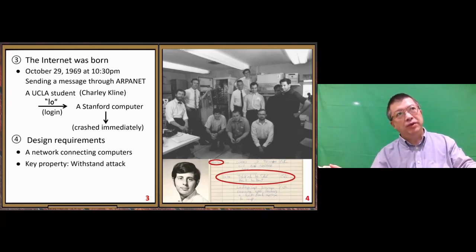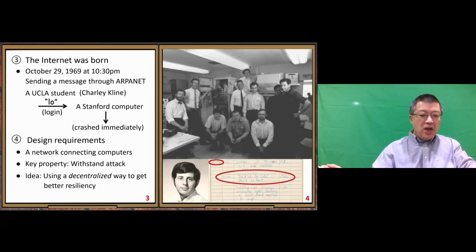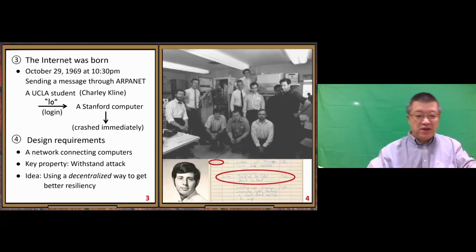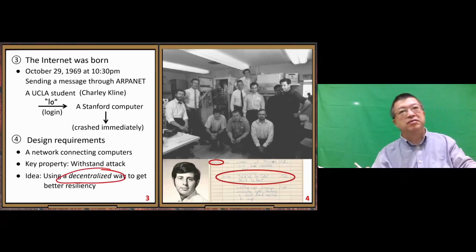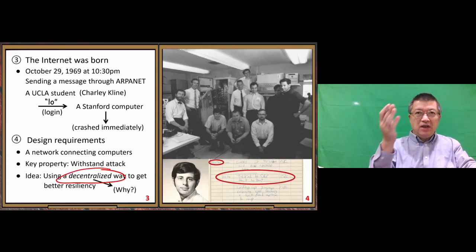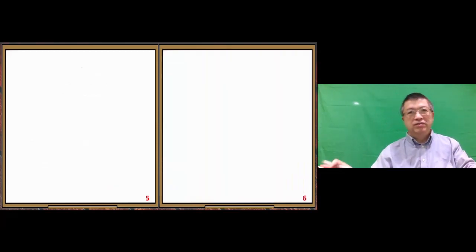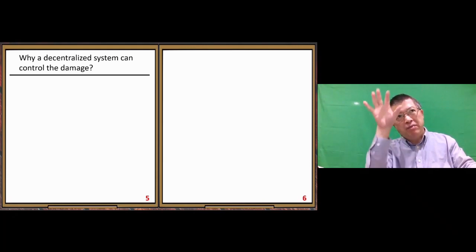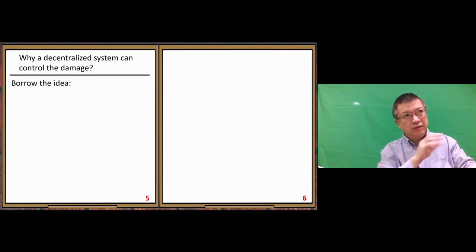That's extremely important. So what's the idea? The key idea: using a decentralized way to get better resiliency. Here you can see the keyword, decentralized. Why does this idea work effectively? Let me use a simple example to show why a decentralized system can control the damage. We had that experience in other places, so we can borrow the idea for this particular project.